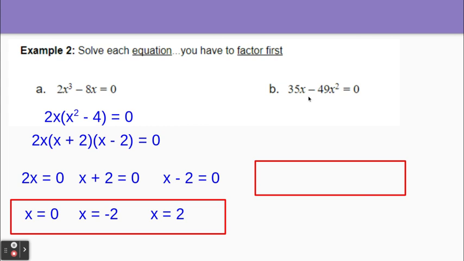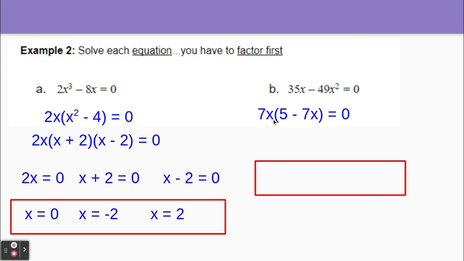Okay, all right. B is very similar to A. Pause the video, try it out, and then check your answers when you are ready. Here, look for the greatest number that they share. The greatest common factor is 7, and they both at least have an x. So let's pull out that 7x. Think distributive property. So 7x times a positive 5, and 7x times a negative 7 with an extra x.